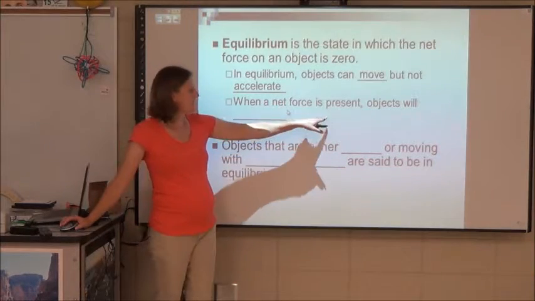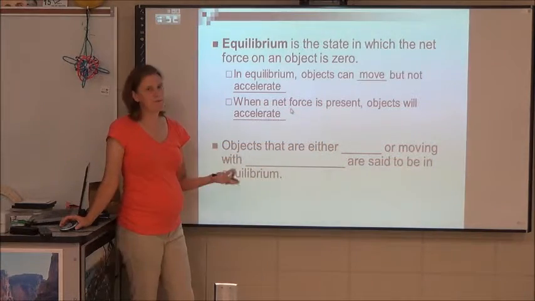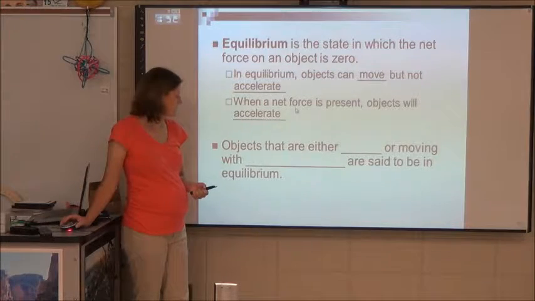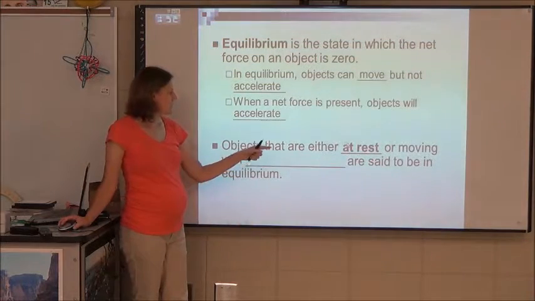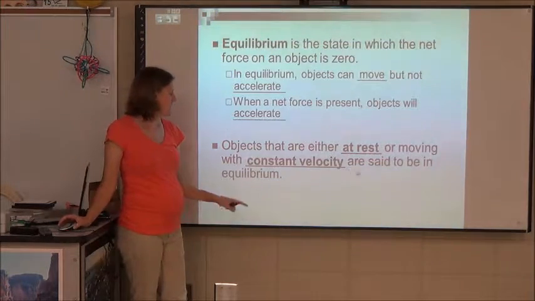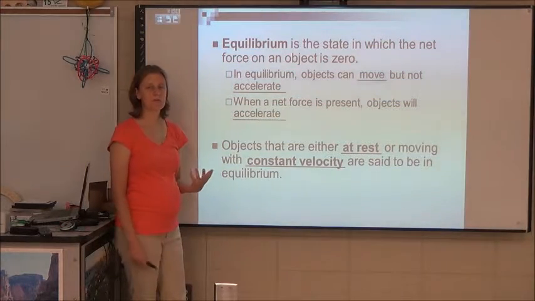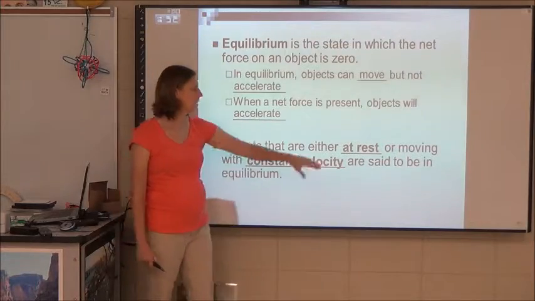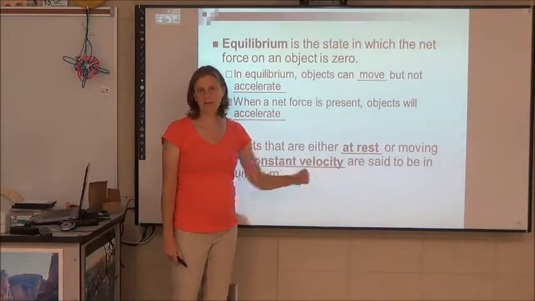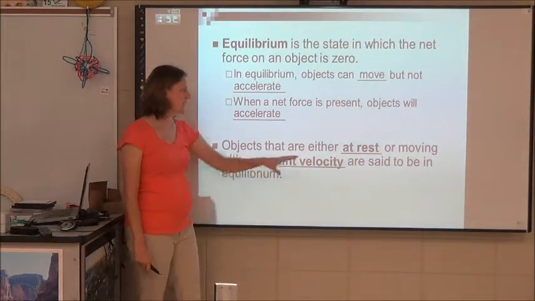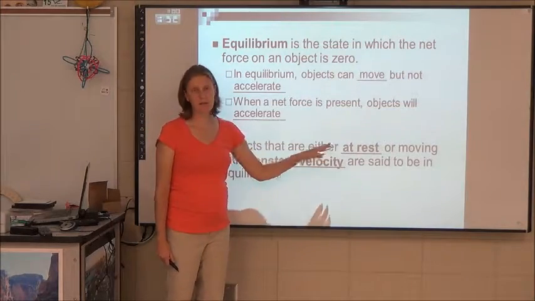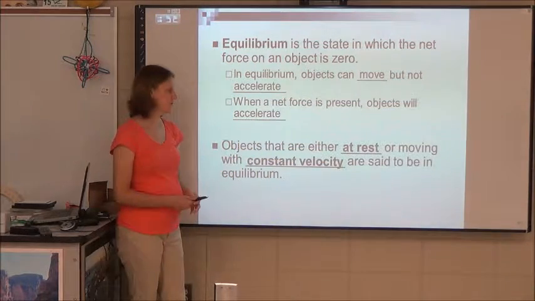When there is a net force present, the objects will definitely accelerate. So objects that are either at rest or constant velocity are said to be in equilibrium. And these are sort of key words that we'll look for in some of the problems that we do. Does it say the box is at rest? Does it say it's at constant velocity? If it tells you one of these things, you know all the forces should balance out.